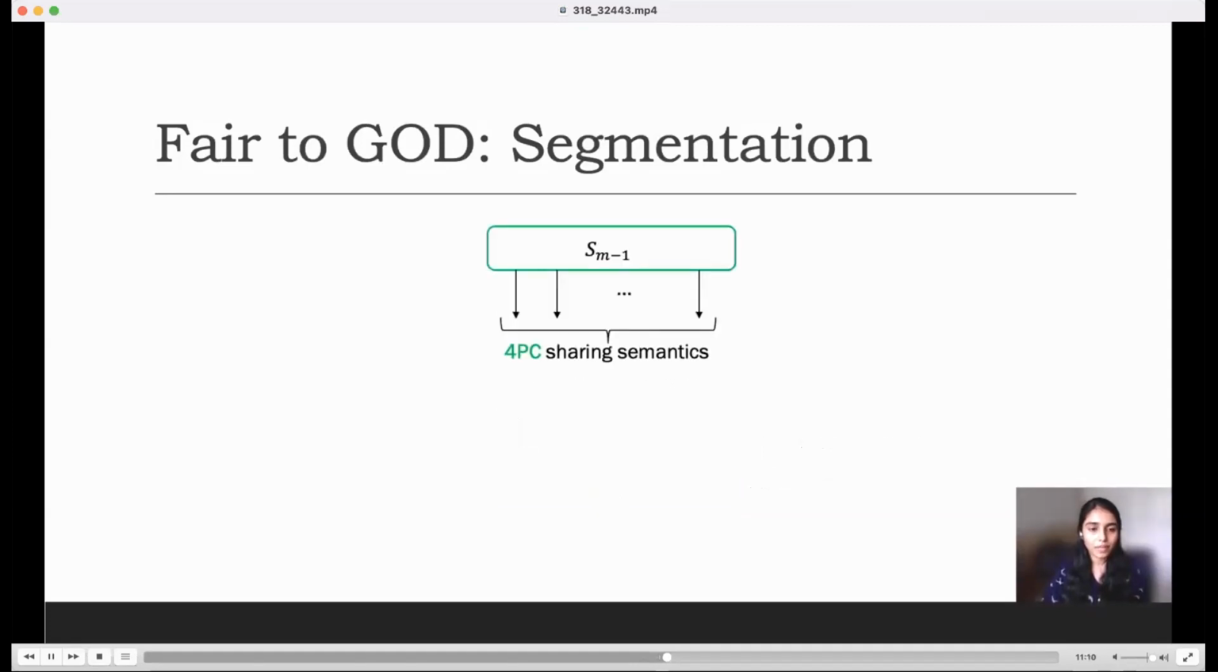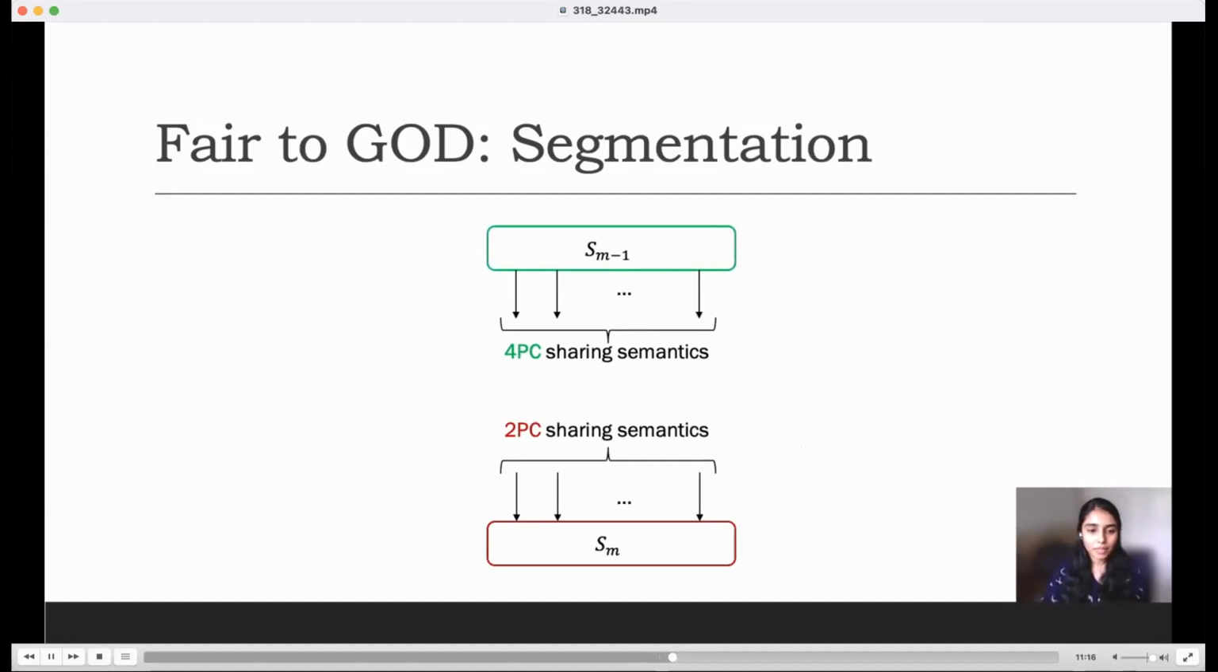So what we have now is the segment SM-1 with its output in the 4PC sharing semantics, and we require the segment SM to be rerun with the inputs being in the 2PC sharing semantics. This requires a share conversion to be in between these two phases. Now, in the honest majority setting, such a share conversion can be done in a non-interactive manner due to the high redundancy involved in the sharing. However, in our case, since we are tackling a stronger adversary, our sharing semantics inherently have a higher threshold of sharing, which we will see in the following slides, due to which the redundancy is lower. This requires our share conversion to actually be interactive.